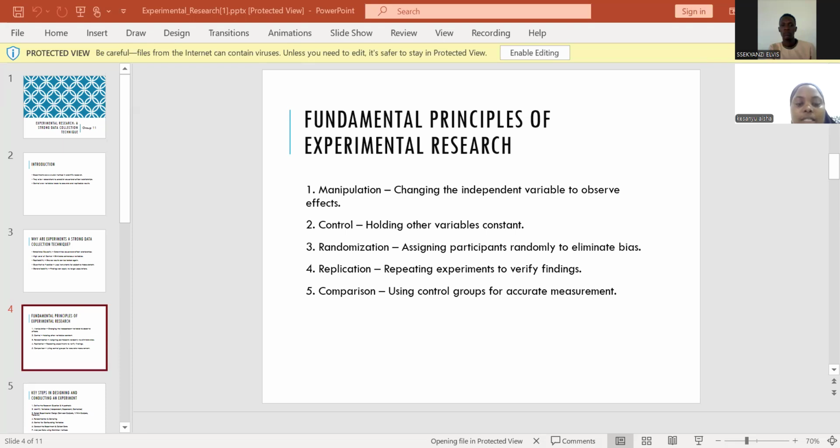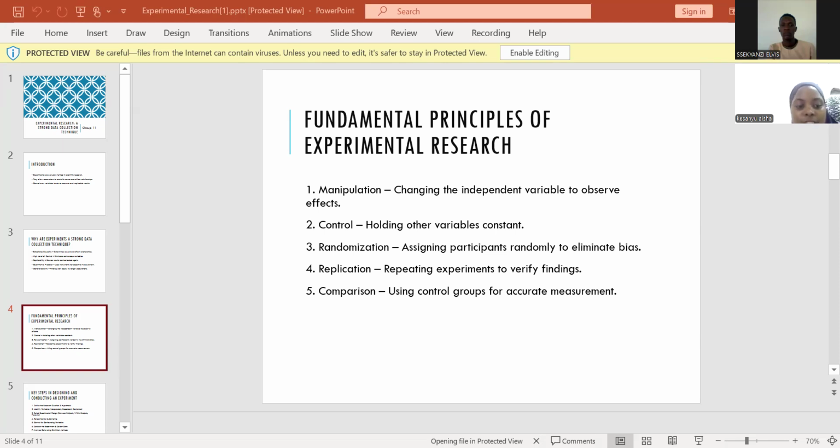Hey everyone, this is Kesani Aisha, and I'm going to explain the fundamental principles of experimental research. I'm going to explain one by one. As you can see, we have manipulation, control, randomization, replication, and comparison.